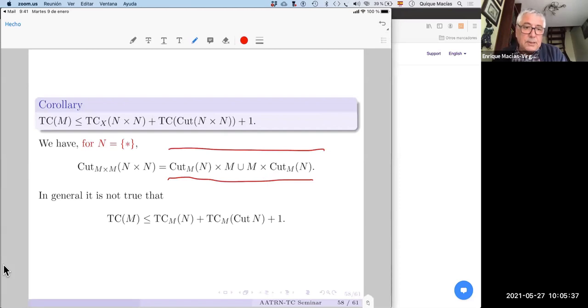What is important to notice is that what is not true is that the topological complexity of M is bounded by these topological complexities, because, for instance, if you take a sphere where the topological complexity is 2, as before, and you take the North Pole, the sum is 1. So the result is not true in this form. And as I said before, the general result is very difficult to compute in concrete examples.